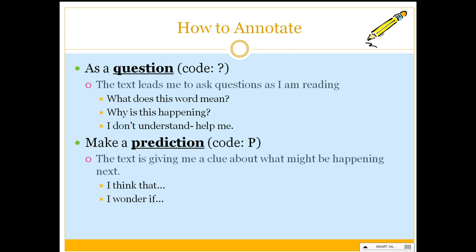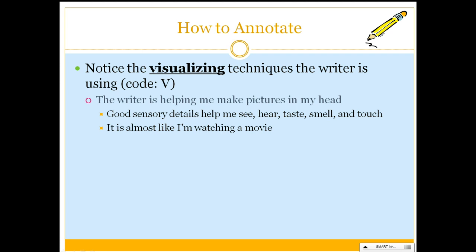You can make a prediction. The code for that is just to put a big P off to the side. So the text is giving you a clue about what might be happening next. These are things that you might state: I think that this is going to happen, or I wonder if this is going to happen. That's just forcing you to think ahead in the text and to prepare yourself for what's coming.